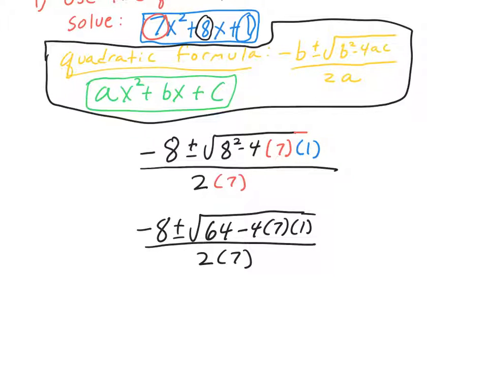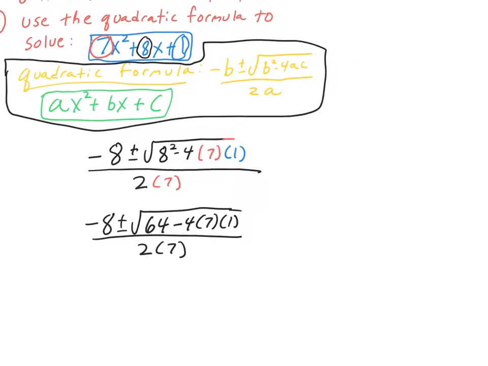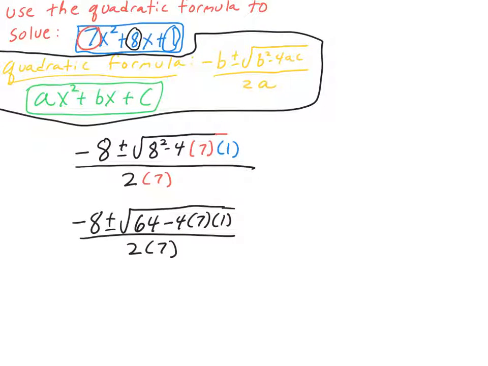Okay, and then we have to do whatever's underneath the radical next. And if we look, first I'm just going to copy the negative 8. We have negative 8 plus or minus square root. We have multiplying and we have subtracting underneath the radicals. So multiplying comes before subtracting. So we'll do 64 minus 4 times 7, which is 28, times 1, which is still 28. So minus 28 over 2 times 7. I'll go ahead and do that. So 2 times 7 is 14.